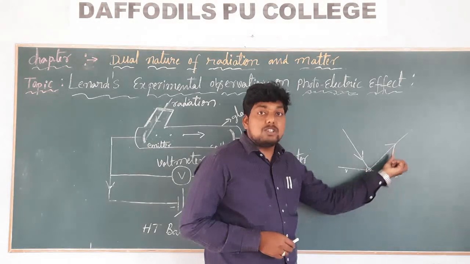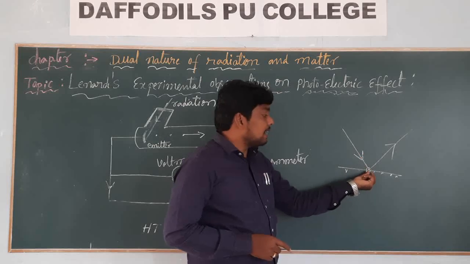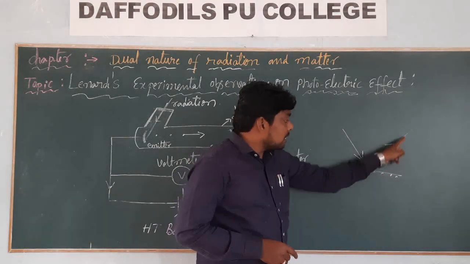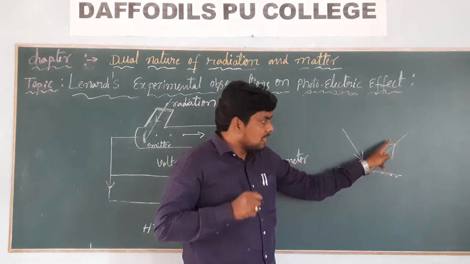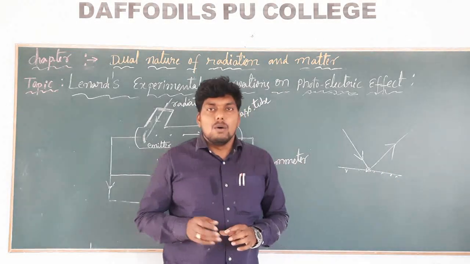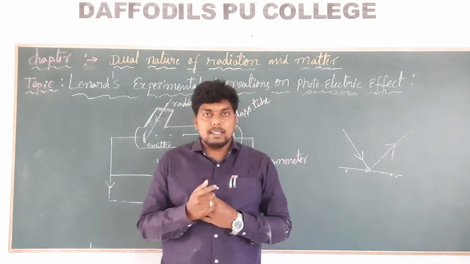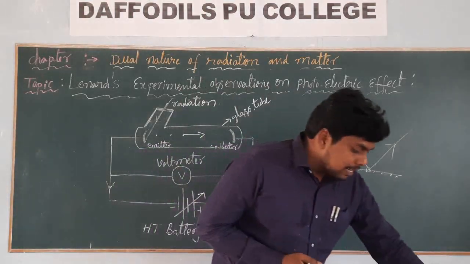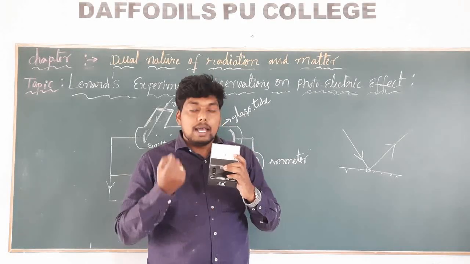Photoelectric effect means emission of electrons. When radiation of suitable frequency falls on the metal surface, the free electrons emitted from the metal surface are called photoelectrons. The current due to photoelectrons is nothing but the photoelectric current. In the previous topic, I explained that electric current is measured by what device? An ammeter. The ammeter measures electric current.